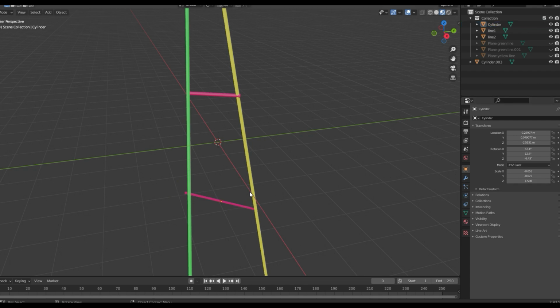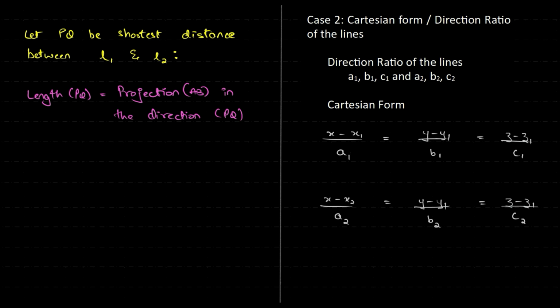Okay, that's better. So we know this distance. With this information and the direction, we have to figure out the length of this particular line, the shortest line. So what we can do is take a projection of this length onto this, given the direction. We can take the projection. That is nothing but your dot product.